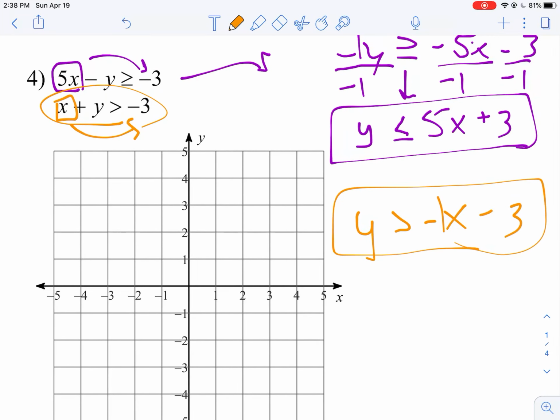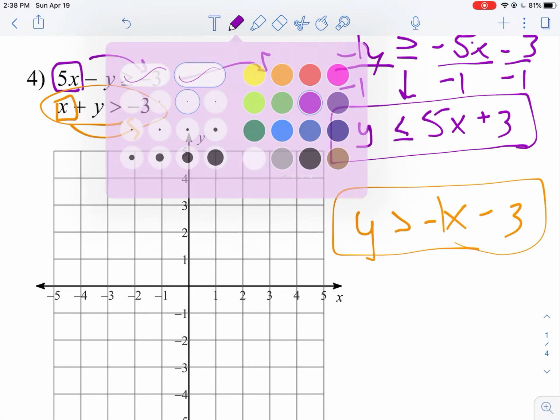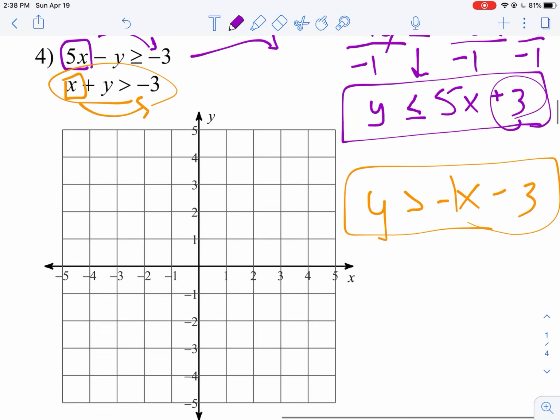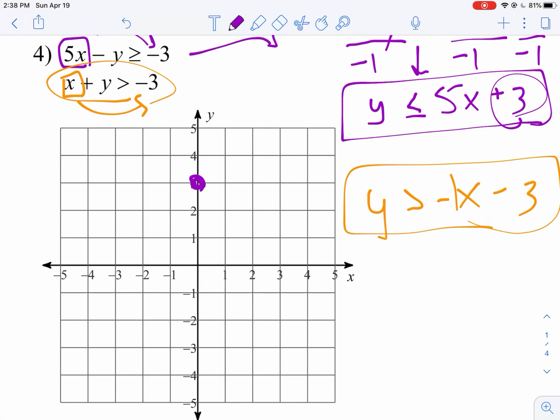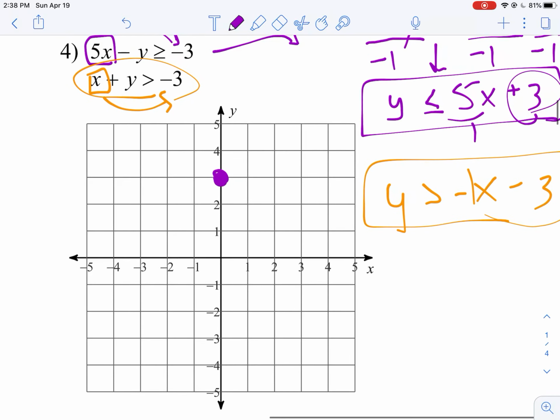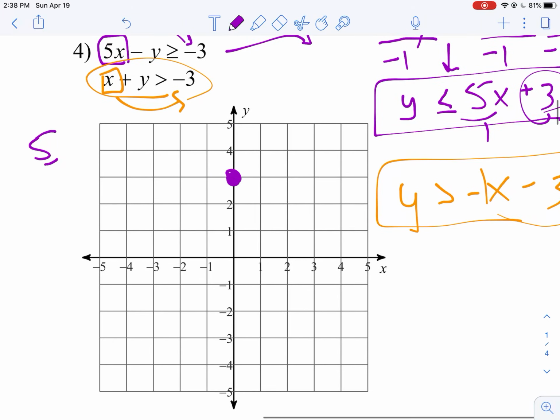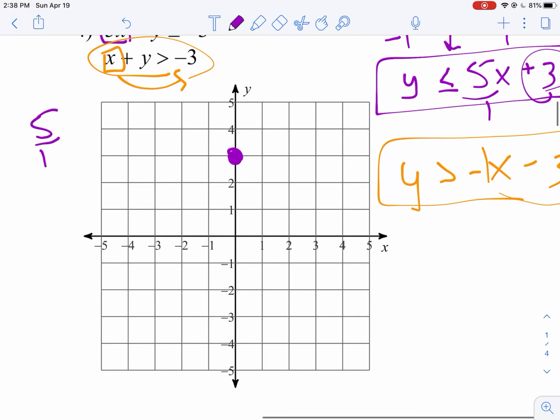Okay, so let's graph our two lines. Let's start with the purple. All right, so the y-intercept is 3, and my slope is 5 over 1. The problem is I cannot rise 5, right? I'd be off the graph. So how am I going to fix that? If the slope is 5 over 1, how else can I write it so that maybe I could rise negative?